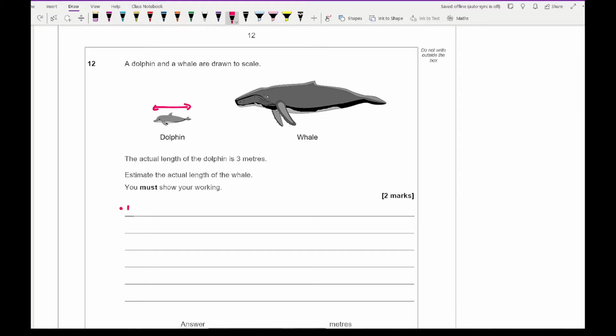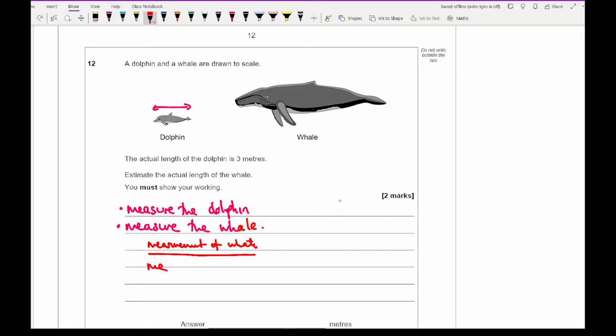So I'll write down the instructions and I'll give you a range of values that would be acceptable to get the 2 marks. So what you need to do first is measure the dolphin, then measure the whale. Then what you want to do is the measurement of the whale divided by the measurement of the dolphin. And then what you want to do is multiply that by 3.